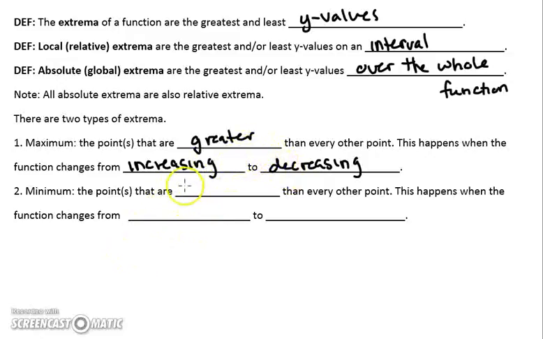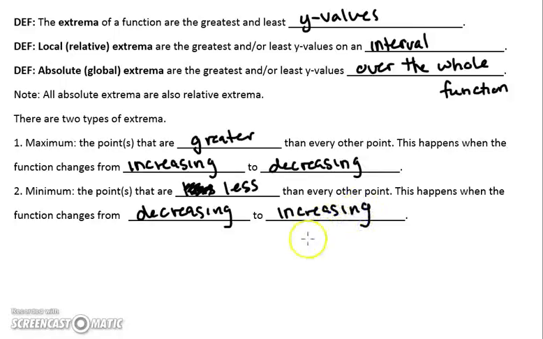Likewise, the minimums are going to be the least values. The way this is written, we should say they are less than every other point. And this happens when you go from decreasing to increasing. If you think about it, increasing means a positive slope, decreasing means a negative slope, so that point right there is higher than everything else, so it's a maximum. Decreasing to increasing is going to give us a minimum.